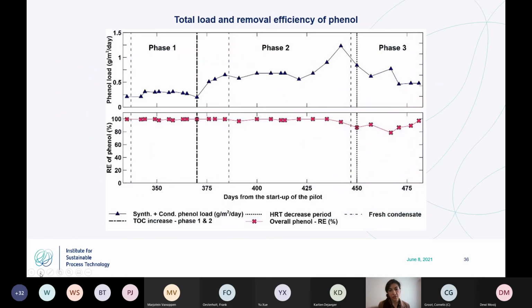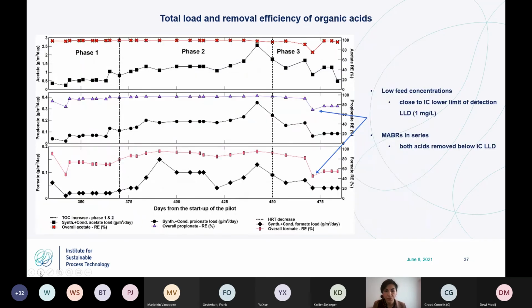By adding each of these chemicals individually, this gave us the opportunity to evaluate also their removal efficiency through the pilot. In the case of phenol, for instance, in the 3 phases, the reactors in series were able to remove phenol with a removal efficiency of 80 to 100%. Next, please. The same was true also for the 3 added acids.